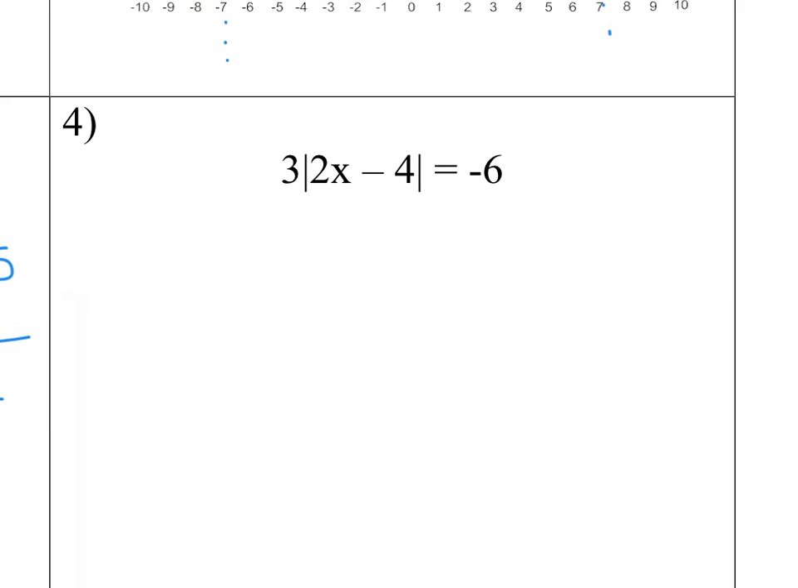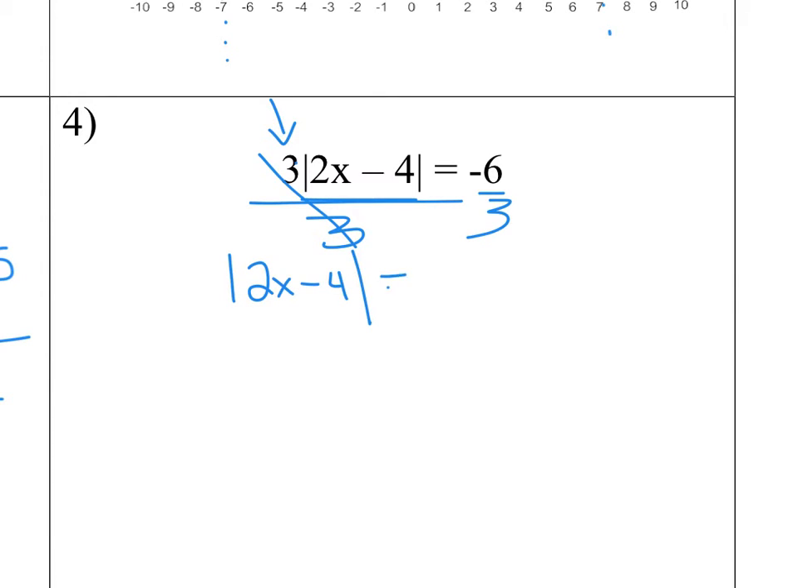So you have to be careful when you're solving absolute value equations, because what's on the inside of the absolute value is the distance from 0. So we have something extra out here. That extra thing can't be there when I'm setting up the two equations. So since this is 3 times the absolute value of 2x minus 4, I can divide both sides by 3 and get the absolute value of 2x minus 4 is equal to negative 2.